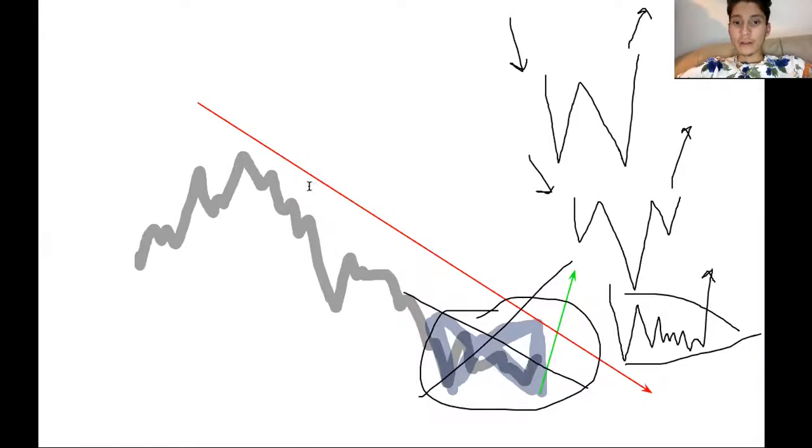So if you see it's going in a downtrend, you would only want to take a sell? If you see it going on the downtrend, you want to take a sell. You don't want to take a buy. Okay. So you trade in favor of the trend, not against it.